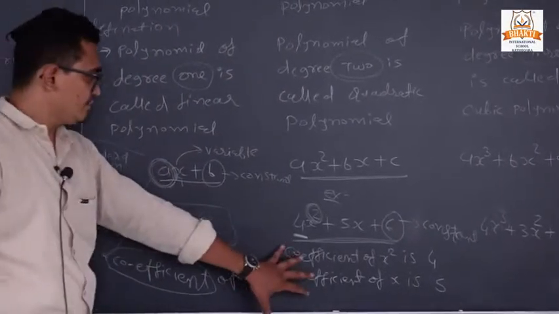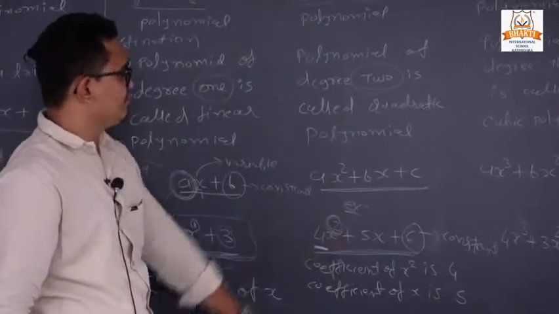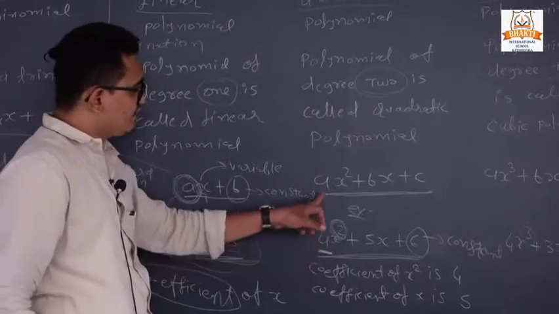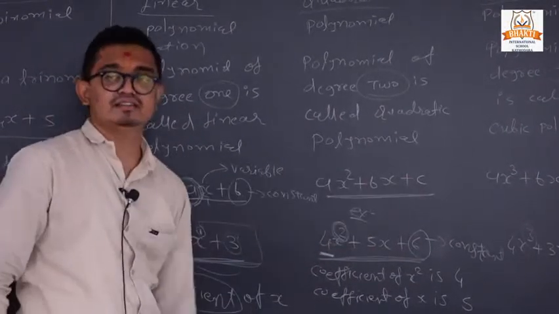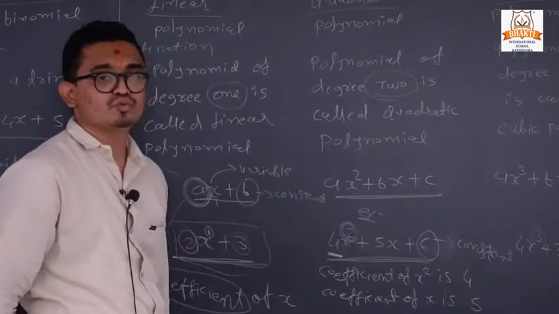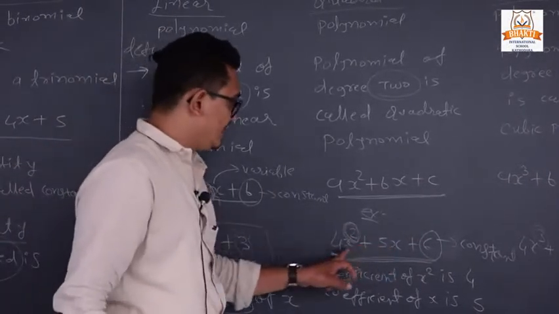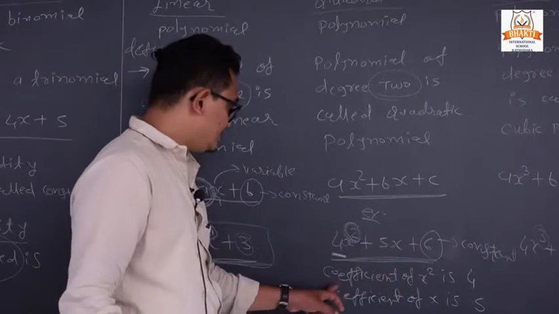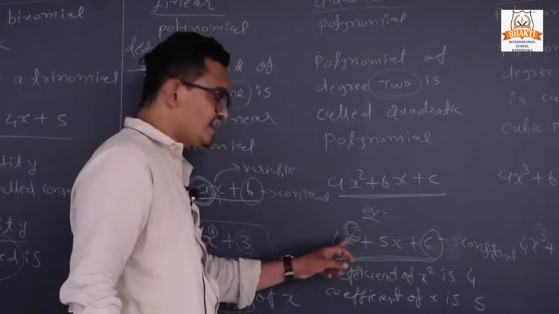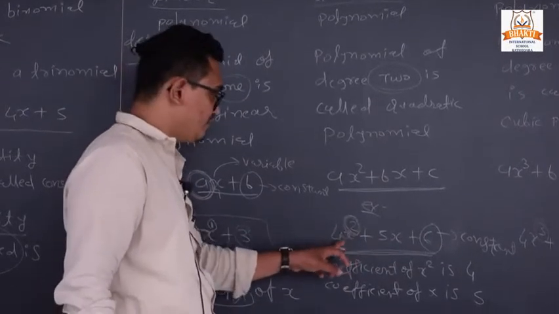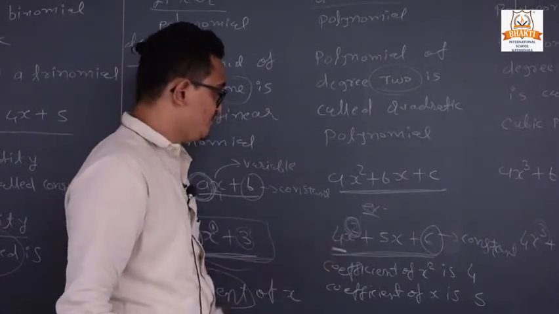So it means that a quadratic polynomial is always in the form of ax squared plus bx plus c because the maximum degree is 2. x is a variable. Then what is the coefficient? The numerical value before the term is called its coefficient.